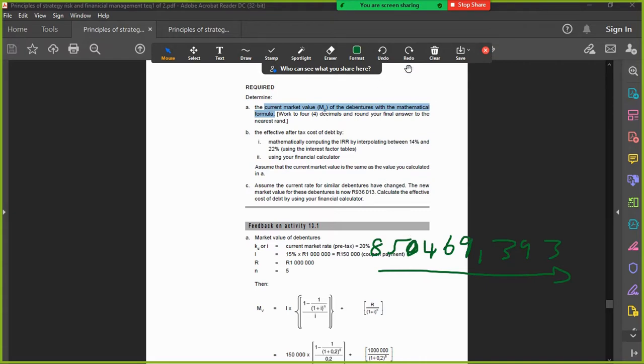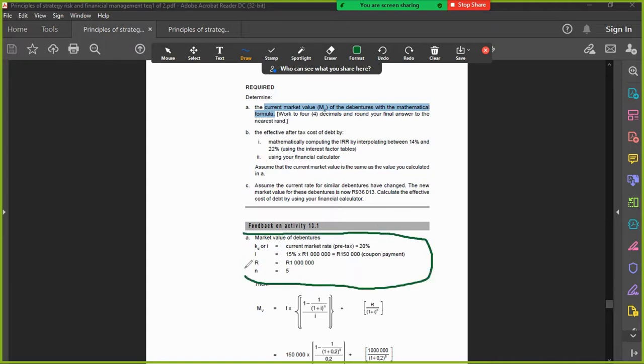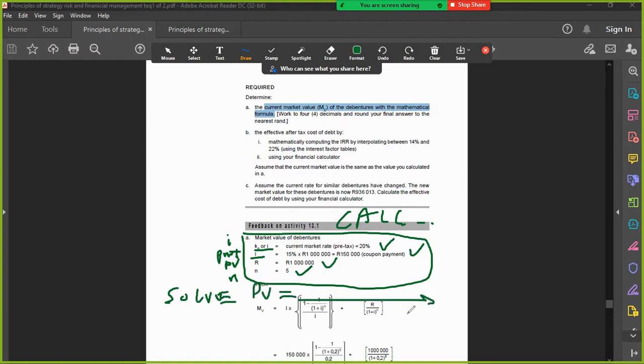Notice this is how I would show it if this was a written exam. I would just put a heading here, calculator, and then I would show it. There's the I, there's the coupon. This is wrong, they've used different variables. I would have used PMT there, I here, FV there, and N there. Then I would have said solve PV, put equal, written the amount, and said calculator, that type of thing.